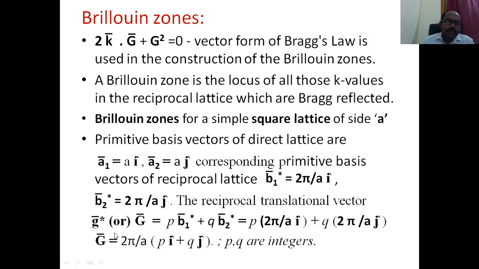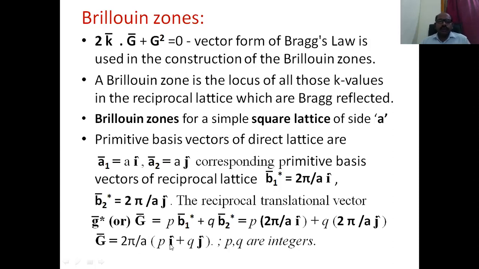It can also be written in this way. In our earlier lecture we used this notation, small g bar. We can take any one. Substituting the b1, b2 values, 2 pi by a is common, then p i cap plus q j cap. So G bar is equal to 2 pi by a into p i cap plus q j cap.